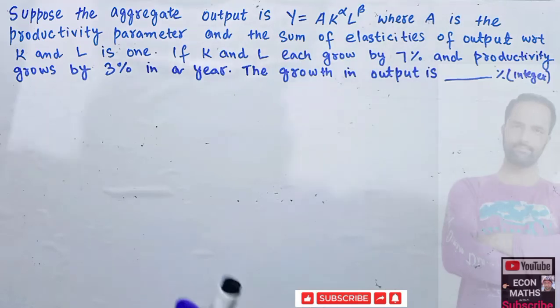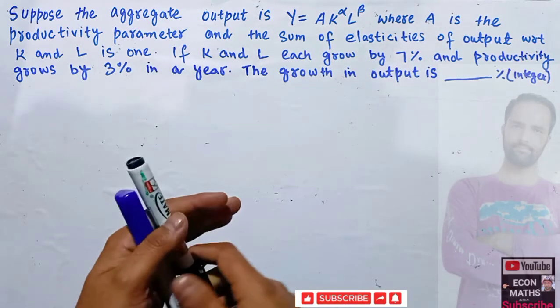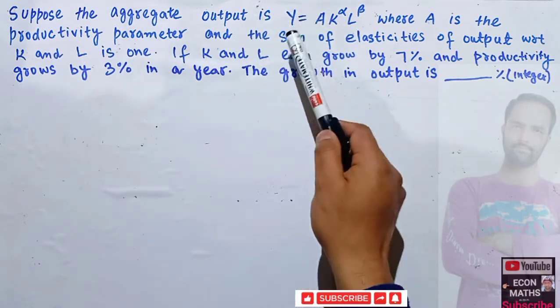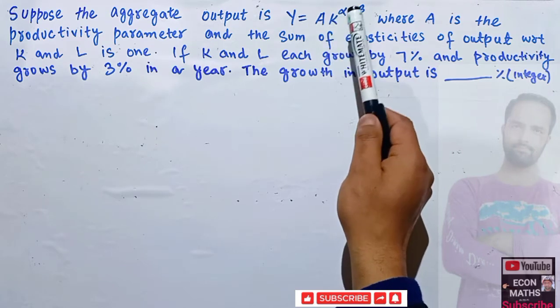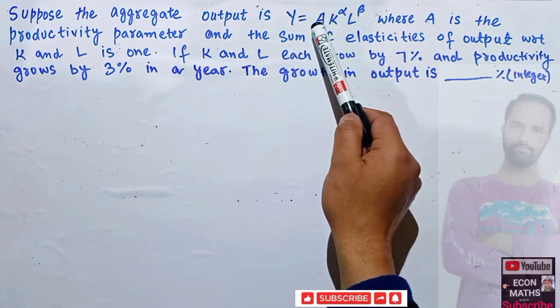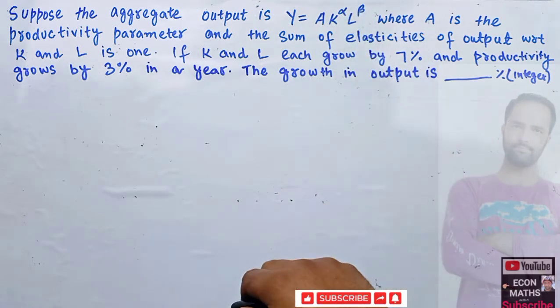In this video, we will try to solve a problem on how to find the growth rate from the given aggregate production function. The question is like this. Suppose the aggregate output is given by Y = A K^α L^β. Y is the output, A is the total factor productivity, K is the units of capital used, L is the number of laborers used.